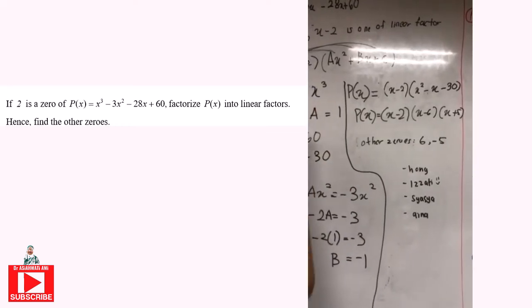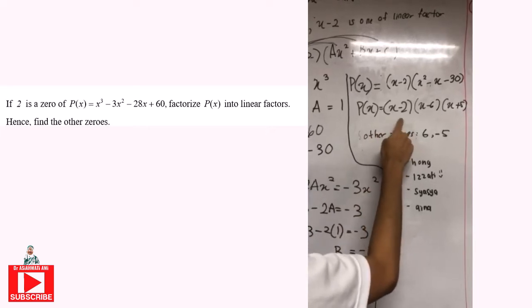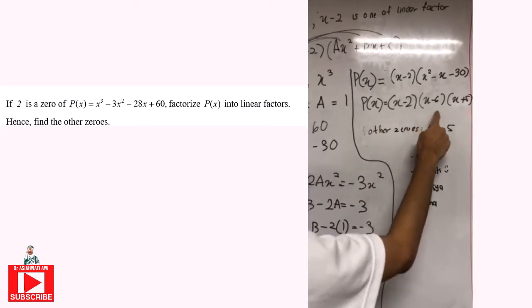So it asks for other zeros. The question stated that 2 is a zero. So the other zeros are 6 and negative 5.